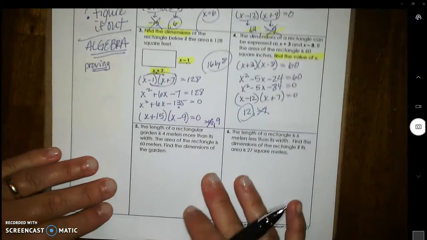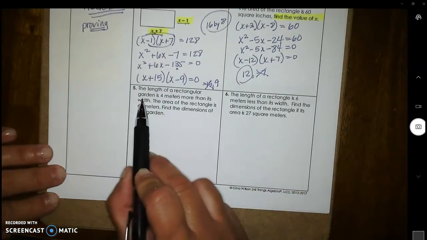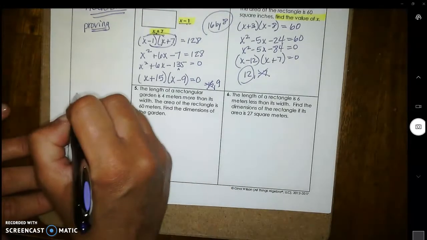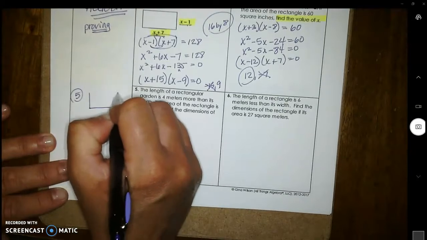All right, number 5. So number 5 is a little bit different. It says that the length of a rectangular garden is 4 meters more than its width. So I don't know about you, but I think I need a picture. And so I'm going to draw that.